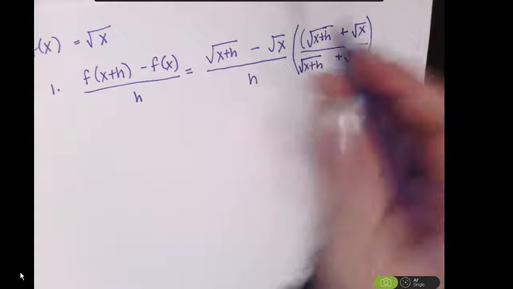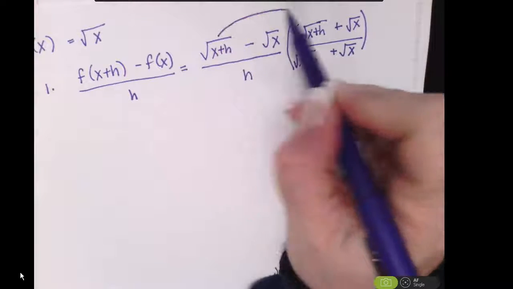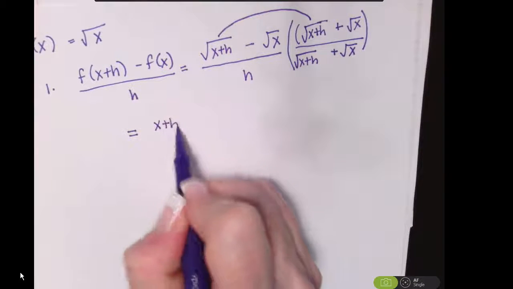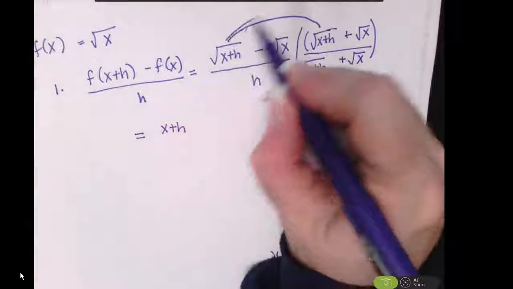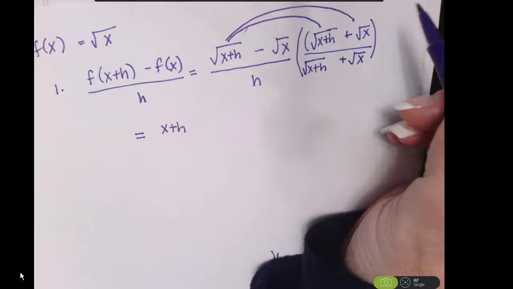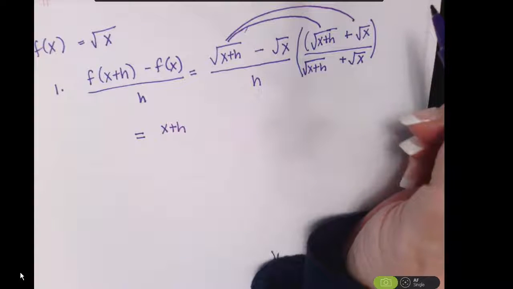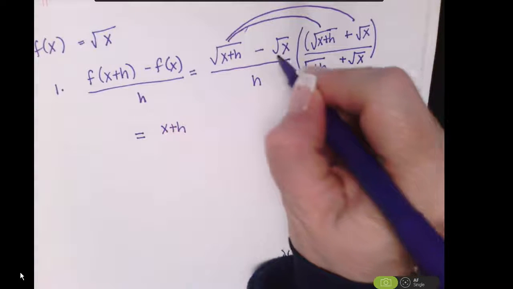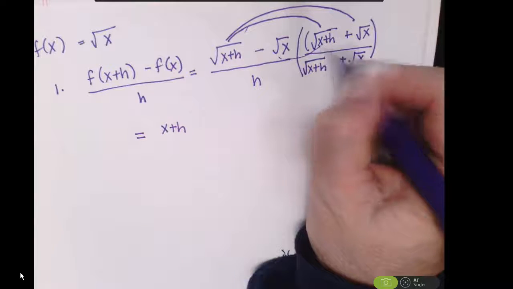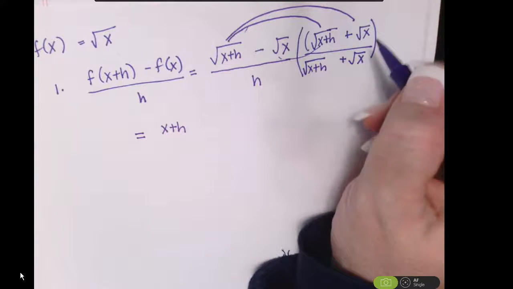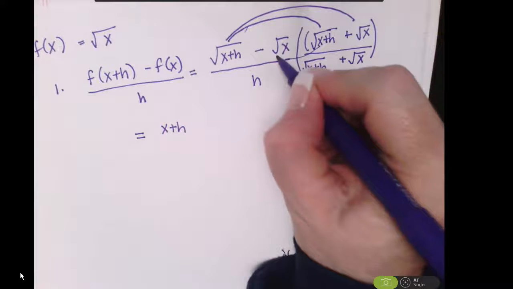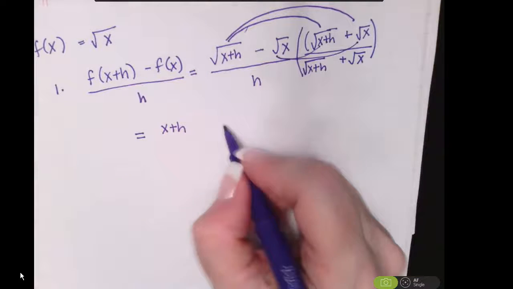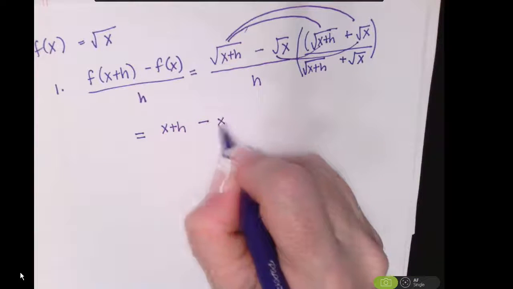So let me go ahead and multiply these things together. Square root of x plus h times the square root of x plus h is simply x plus h. And then the square root of x times the square root of x plus h, and minus the square root of x times the square root of x plus h. Those two terms are going to cancel each other out. That's what always happens in a conjugate. And then negative square root of x times square root of x, that's going to equal minus x.